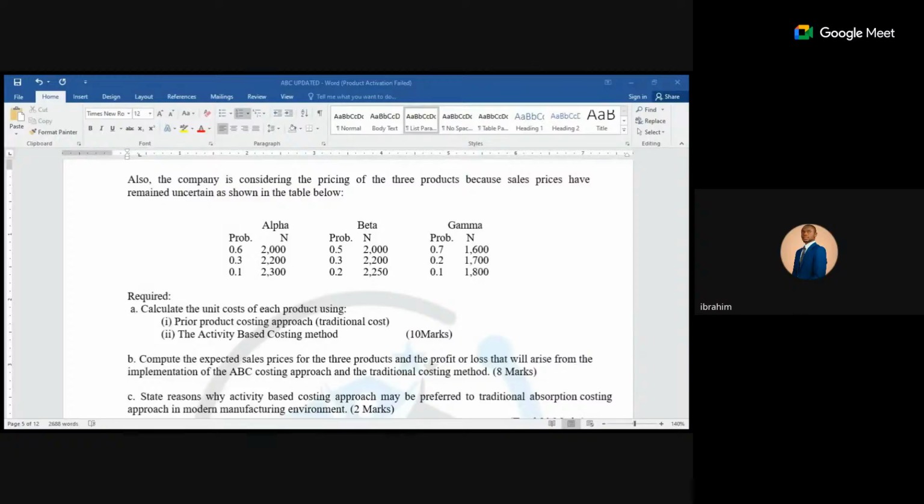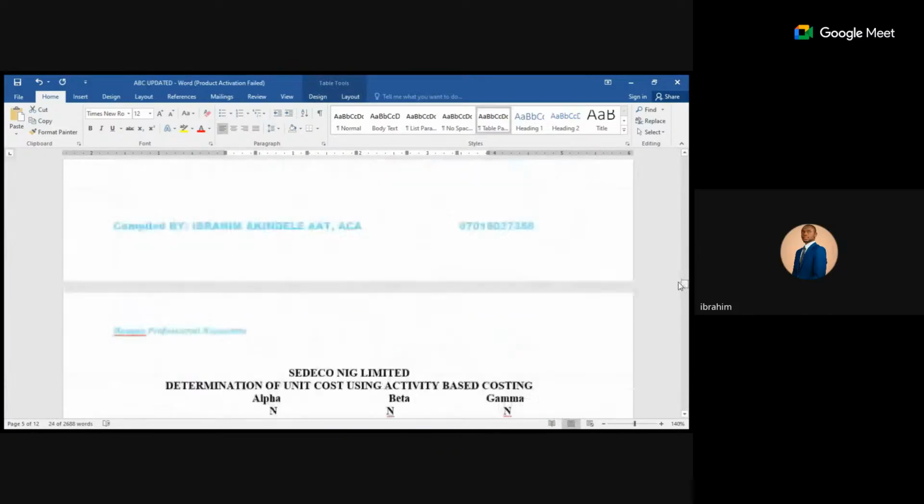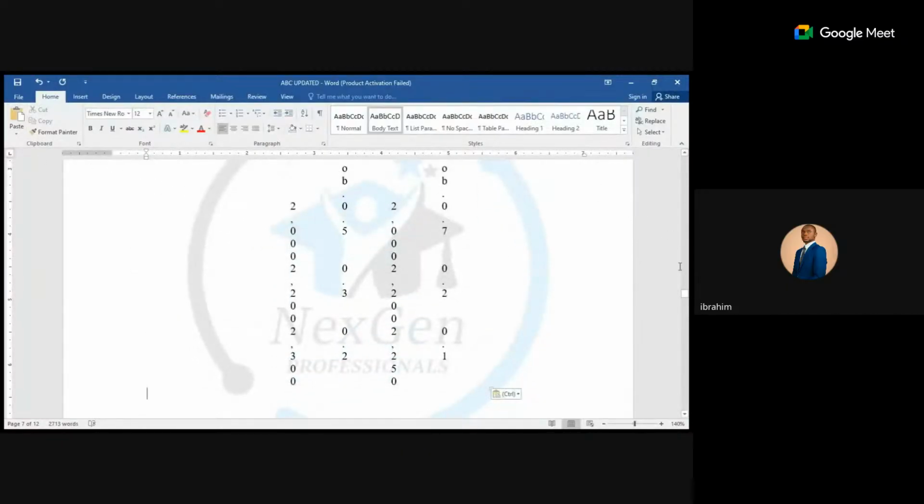So let's quickly calculate the expected sales. I will copy this, so that I'll use it to determine my expected sales. Expected sales B. I hope you are writing. Are you writing? So let's calculate our expected sales. Wait.